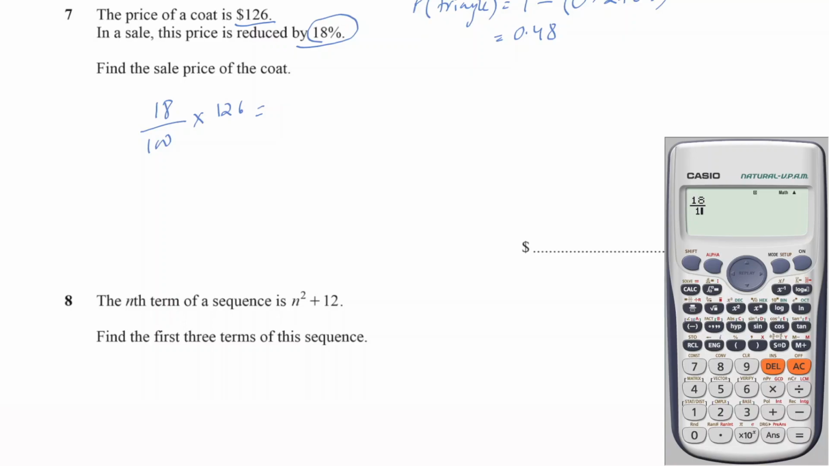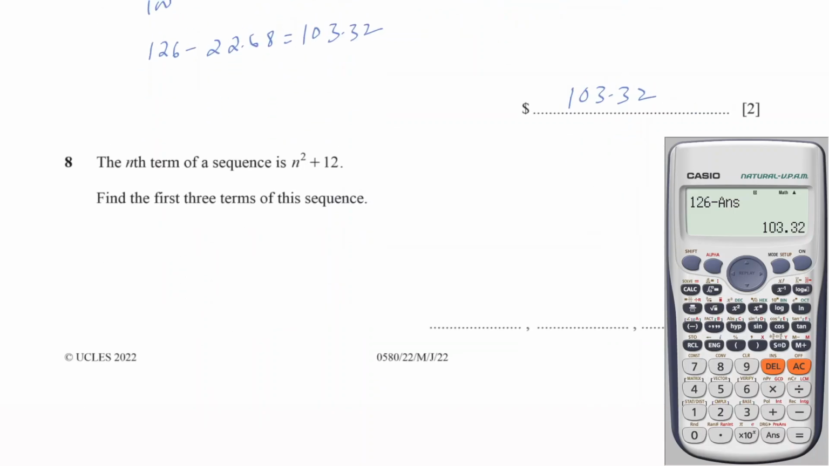18 by 100 times 126, that gives you 22.68. So actually 22.68 is the reduction of the price from 126. If I subtract this from 126, I'll get 103.32. So this is the sale price actually. Before it is 126, 18% of 126 is being reduced. So 103.32 is the sale price of the coat.